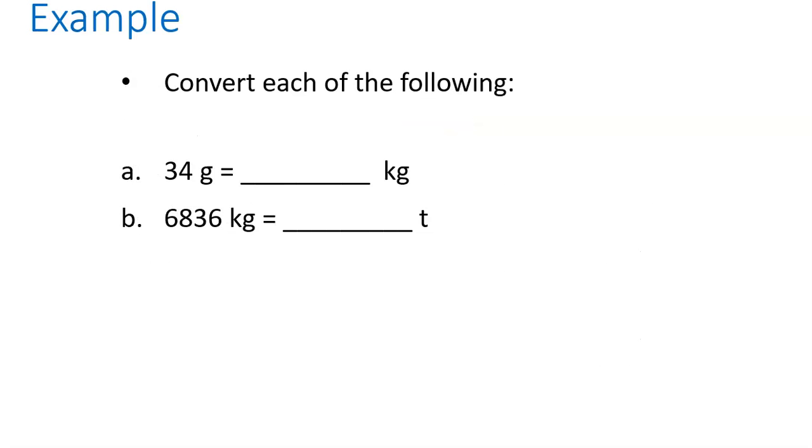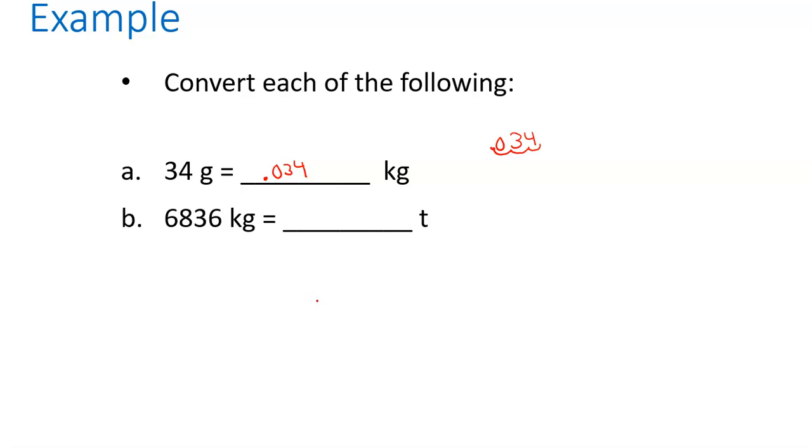So if you want to convert from grams to kilograms, you're going from grams to a much bigger unit. There are 1,000 grams in a kilogram. So you're going to take those 34 grams and move that decimal point 1, 2, 3 places to the left, and you'll have 0.034 kilograms, a very small measure.